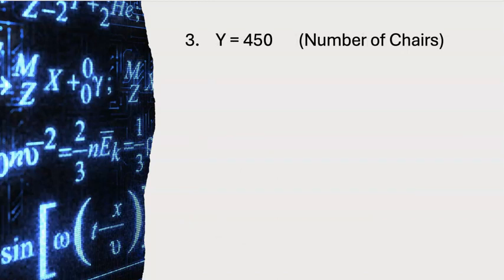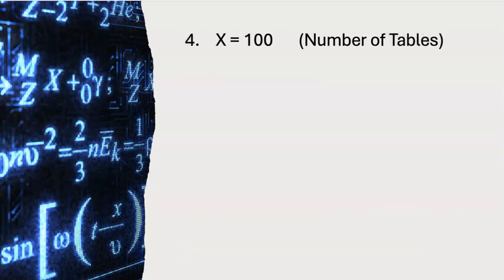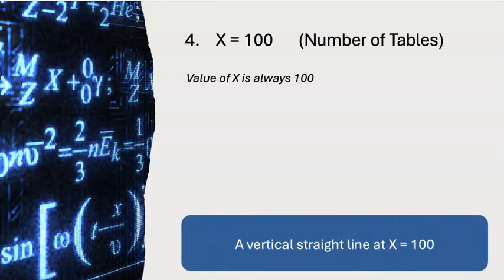Next, we have y equal 450. This is more straightforward because it means that the value of y is always 450. So at 450 on the y-axis, we're going to be drawing a horizontal line across, since the value of y will always be at the height of 450. Next one, x equal 100. This means the value of x is always 100, so it's going to be a vertical line upwards from x equal 100.